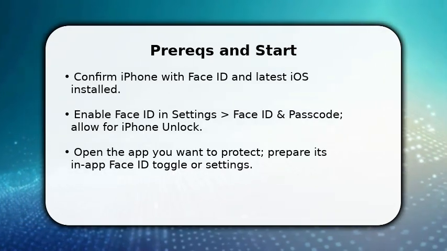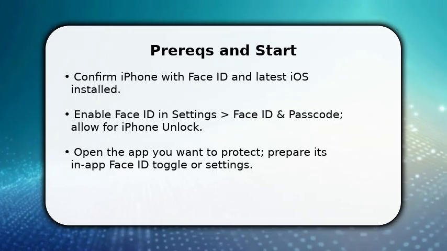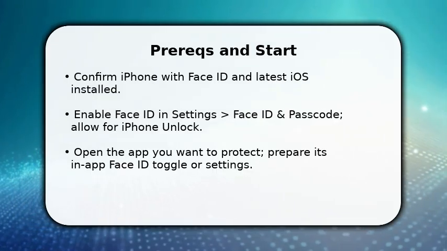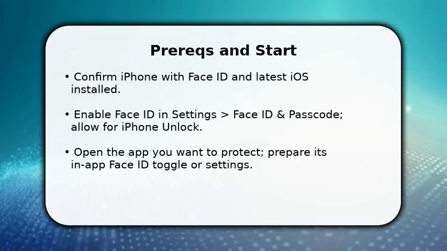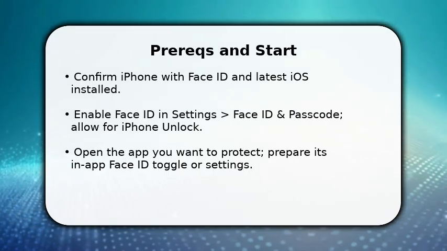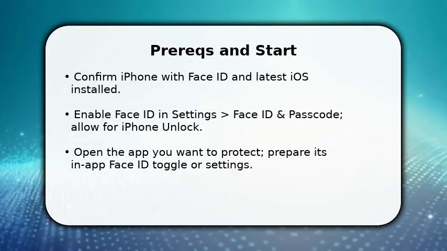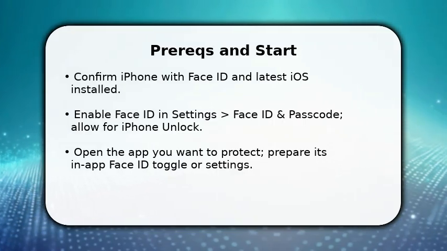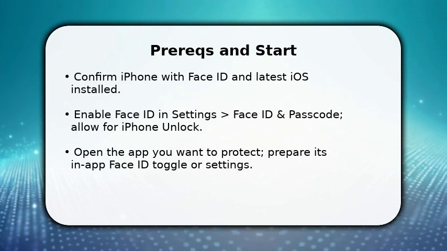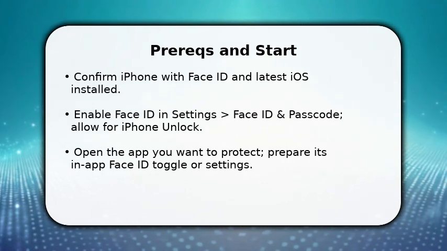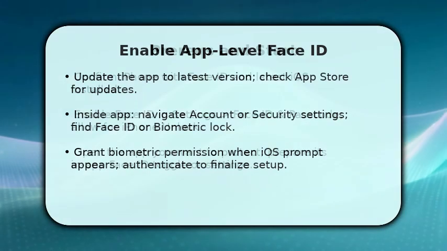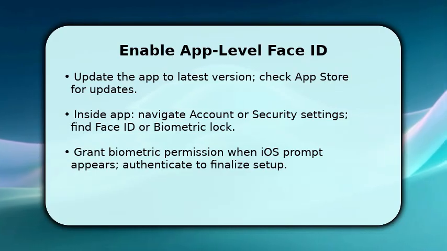Many apps require you to enable an internal toggle labeled Face ID, Lock, or Privacy, so find that setting now. You're starting the authorization process. Make sure the app has permission to use Face ID when prompted. If no prompt appears, the app likely needs an update or built-in support. Now you'll enable the app-level Face ID option and allow iOS to link your biometric.